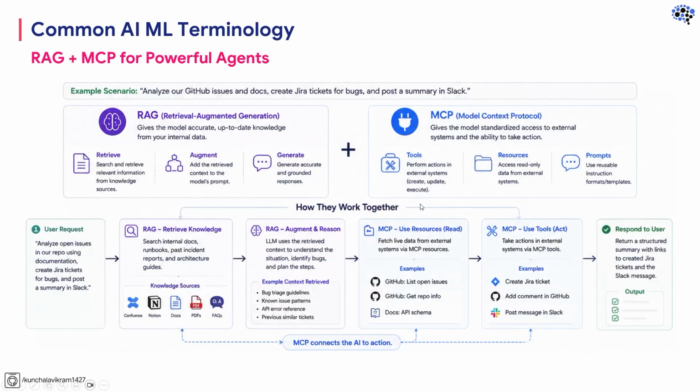You can pause the video and go through it. Okay, but by combining RAG and MCP, we can create more powerful agents. For example, analyze GitHub issues and docs, create Jira tickets and post in Slack. But here you can also use RAG and MCP as well.